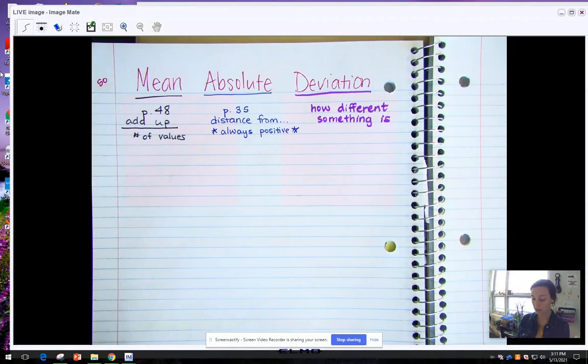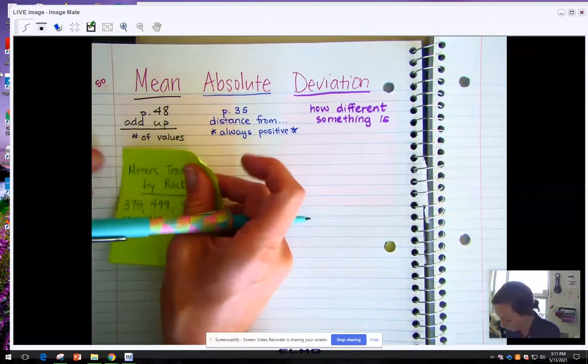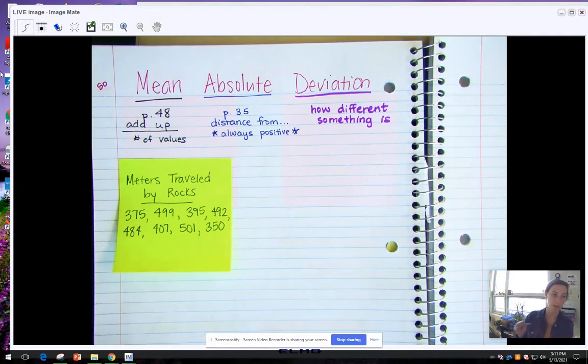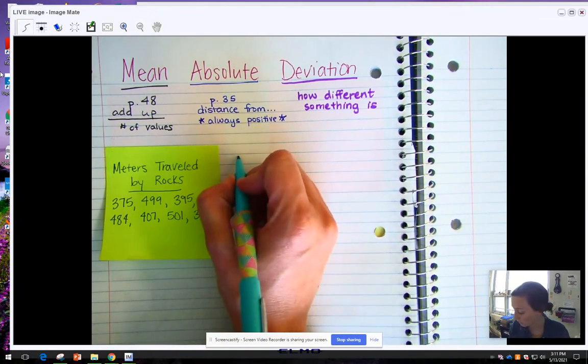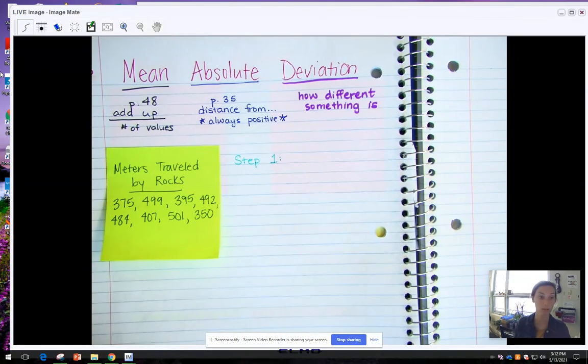So the mean absolute deviation is not hard, it's a lot of steps. And anything with a lot of steps has a lot of ways it can go wrong. So this is what we have to be careful of. So first, I have this data that I recorded from the rock tumbling activity in science. So meters traveled by rocks. This is my data set. So step one of finding the mean absolute deviation is to calculate the mean, which makes sense because it's the first word, first step.